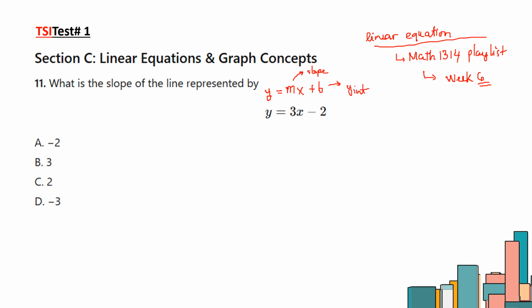Okay, so now they're asking for the slope of this line, y equals 3x minus 2. So you see, whatever is in front of x is the slope. Okay, so this question is just looking at it and then answering it. If you know the formula, if you don't, that will be hard. So make sure you know the formula.